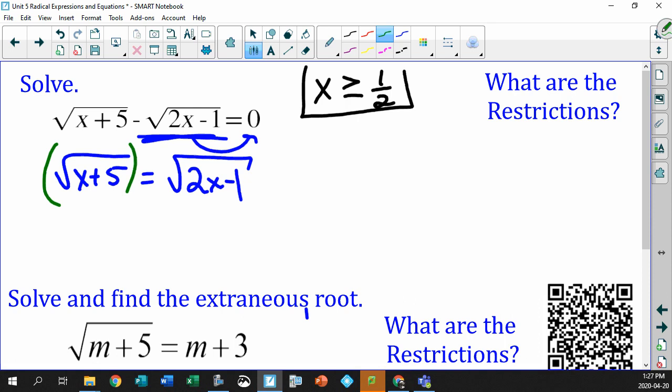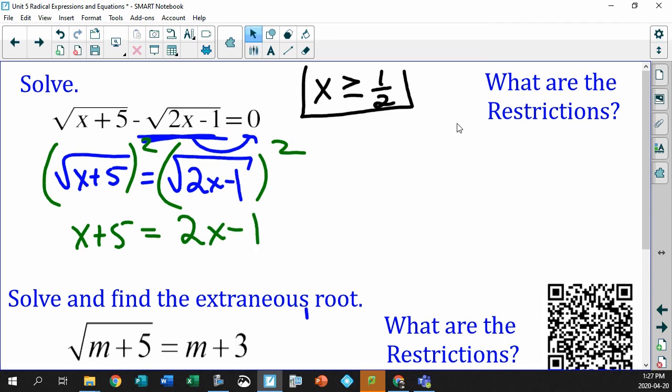All you have to do now is square them both. Square this one, look what you get. You get x plus 5 equals 2x minus 1, and then this becomes a walk in the park. You just have to solve this and you're good to go.